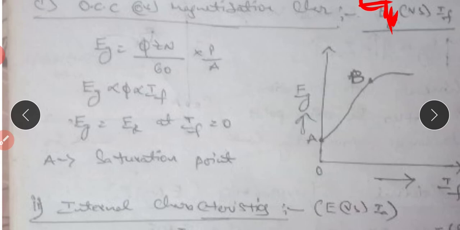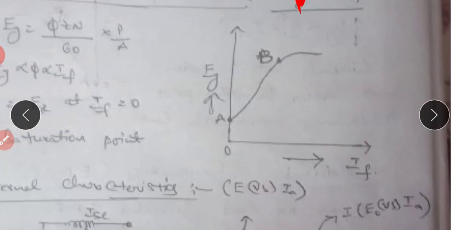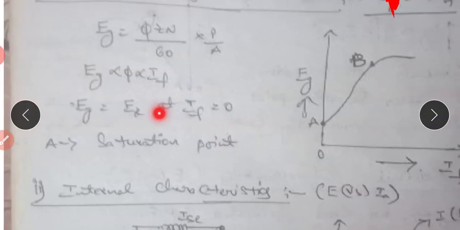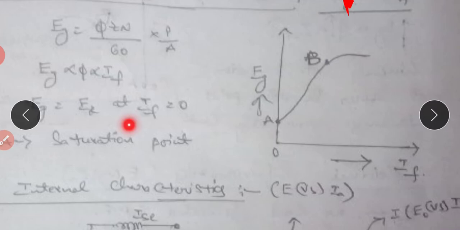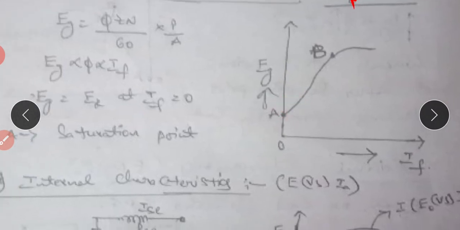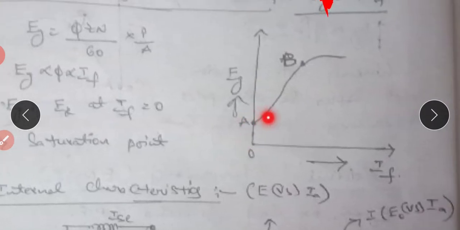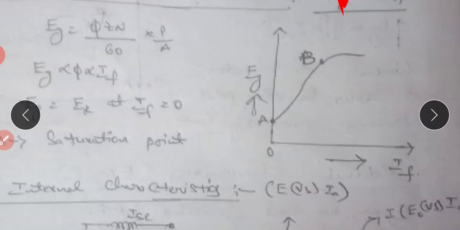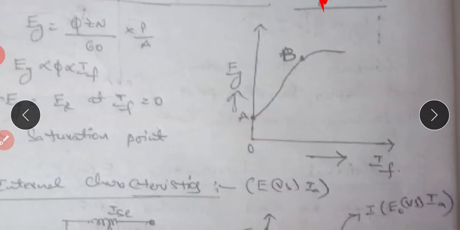So if field current equals 0, the electromagnets still have a small magnetic flux. That flux is called residual magnetic flux. Due to this residual magnetic flux, a small voltage is generated in the armature winding. This voltage is called residual voltage. In this graph, OA represents the residual voltage. At field current equals 0 also, a small voltage is generated in the generator. This voltage is called residual voltage.